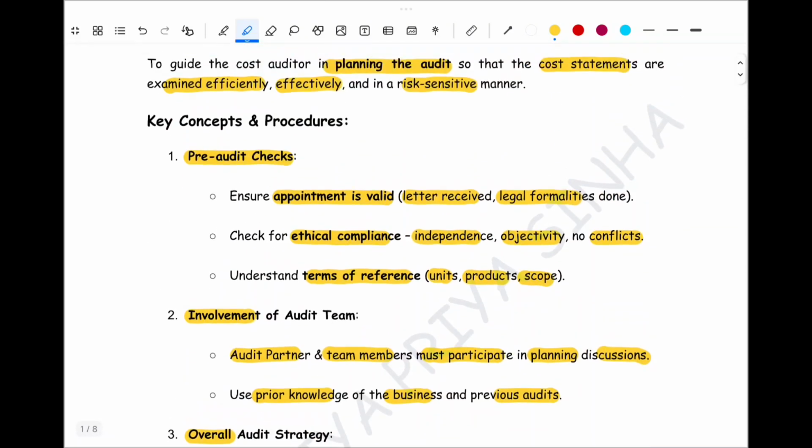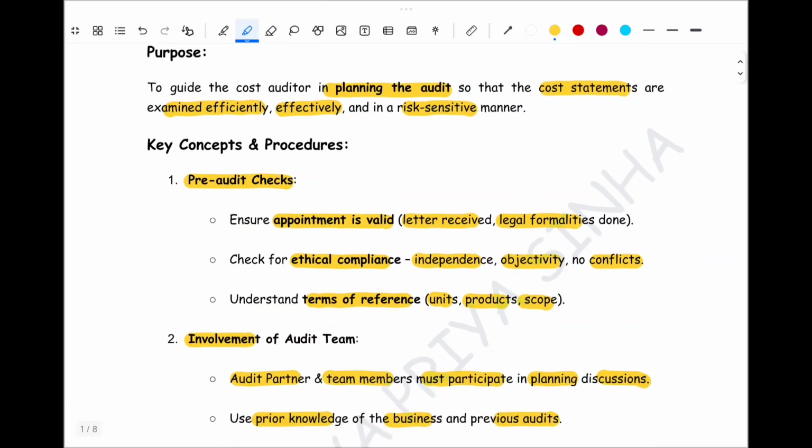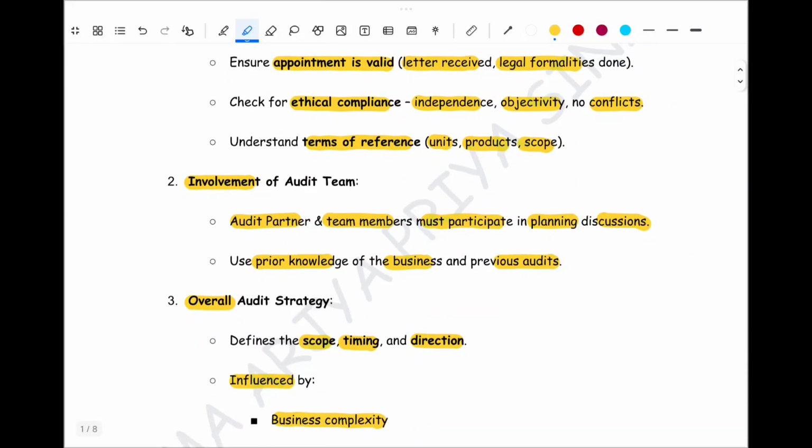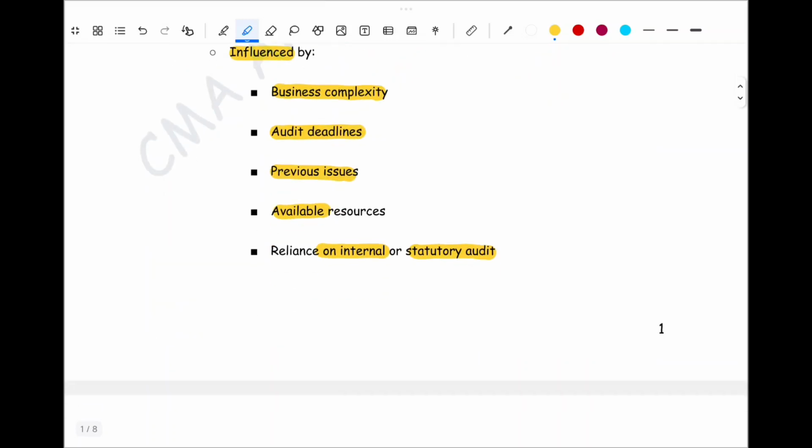So the first thing is that Cost Auditing Standard 101 deals with planning and audit of cost statement. ये एमसीक्यू में भी पूछा जा सकता है, इंटर के लिए भी, फाइनल के लिए भी। तो आप लोगों को ये याद होना चाहिए कि 101 deals with planning and audit of cost statements, right? I explained the purpose well, and after that I explained the concepts and procedure one by one with all of you. I hope it will be very clear to all of you, right?